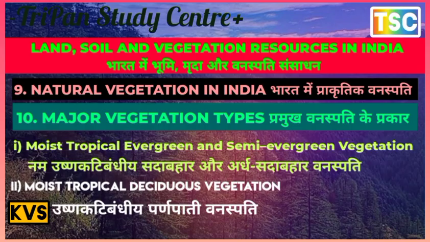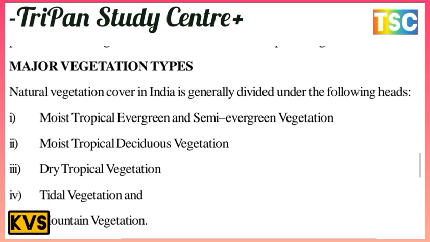The major vegetation types are important here. Natural vegetation in India is generally divided under the following heads. The first is moist tropical evergreen and semi-evergreen vegetation. The second is moist tropical deciduous vegetation, next dry tropical vegetation, next tidal vegetation and mountain vegetation. These are the most important types of vegetation.